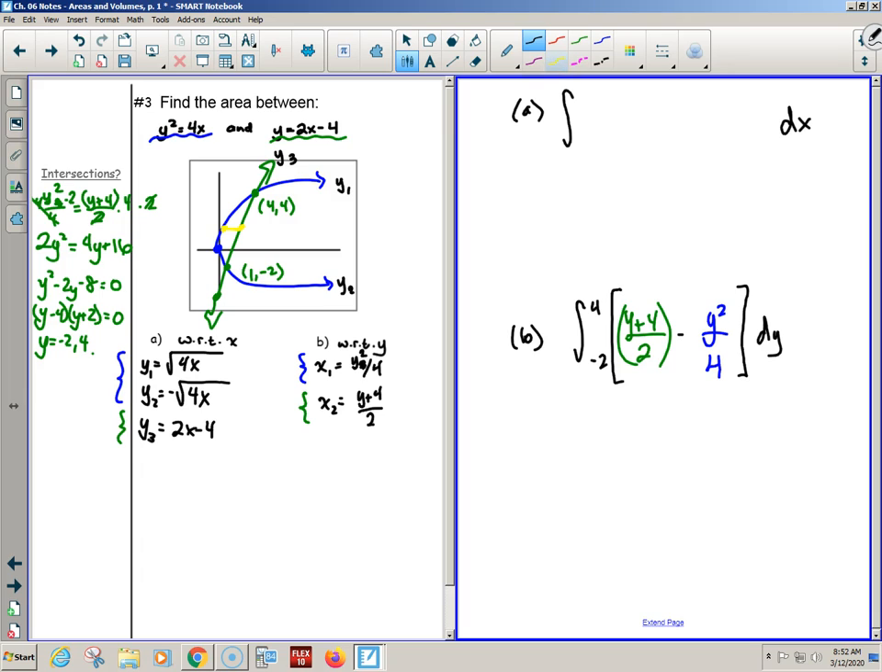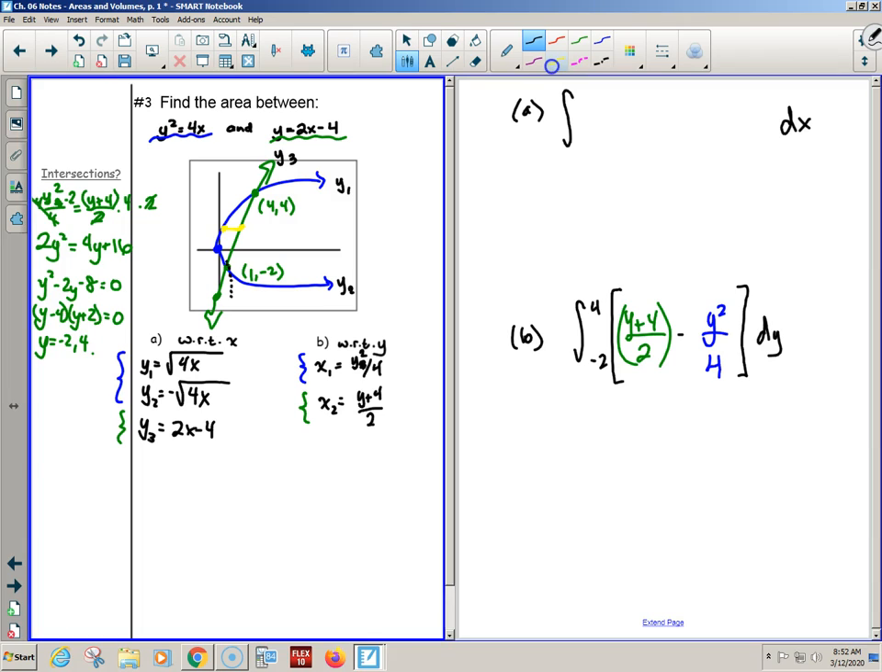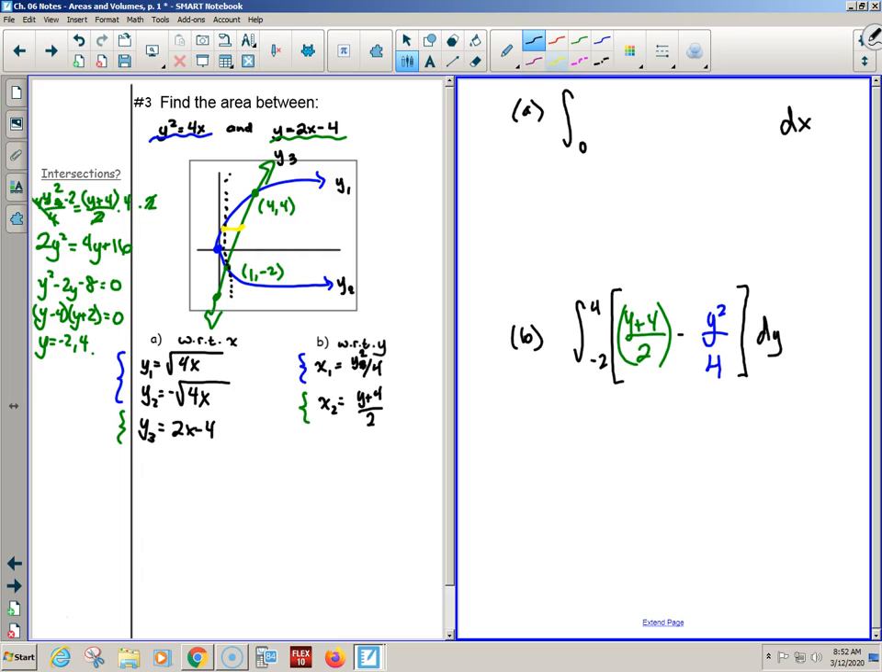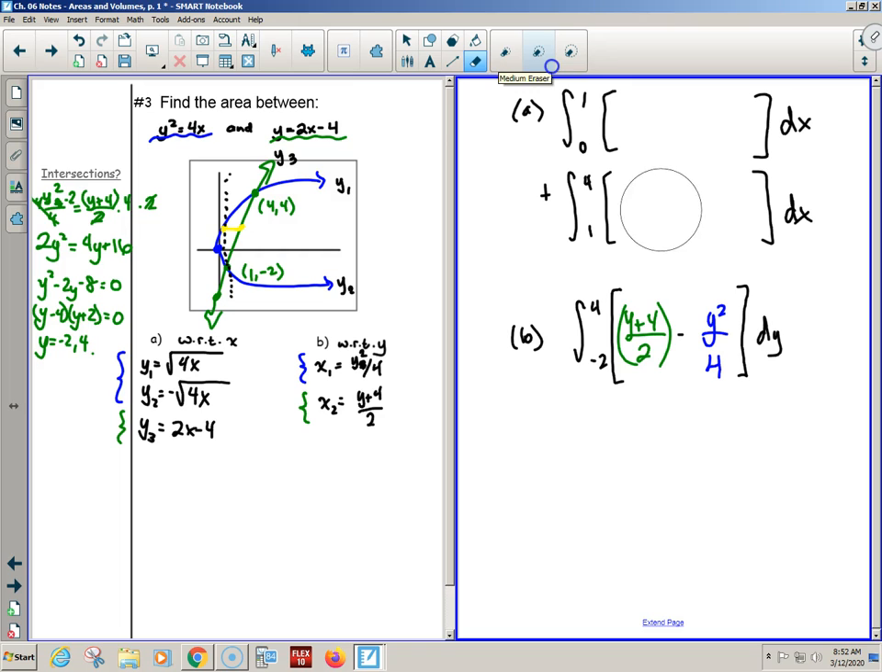But if I was doing it in terms of dx, would you guys realize that I would have to go from 0 to that nasty 1, and then I'd have to add from 1 to that 4. Why would I need 2? Well, my orientation switches. I do have the blue on top of the green for the majority of the time, the top blue being the square root of 4x blue. But I actually only have that happening from 1 to 4.